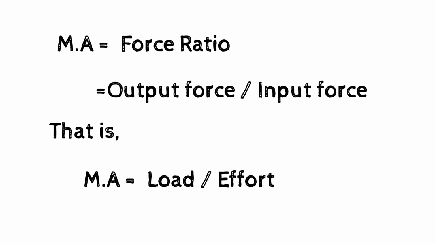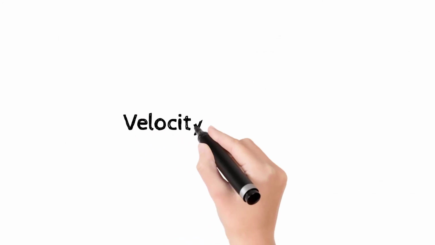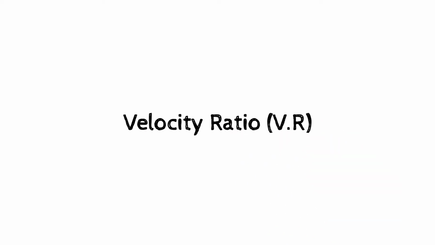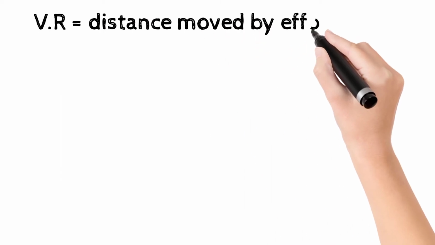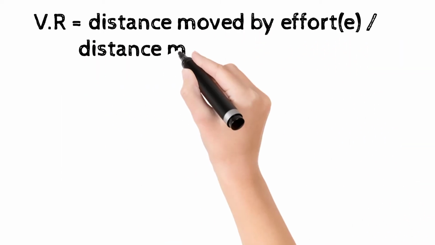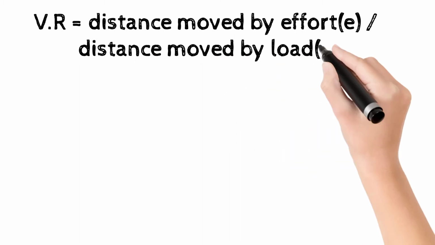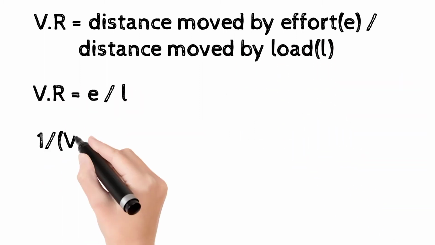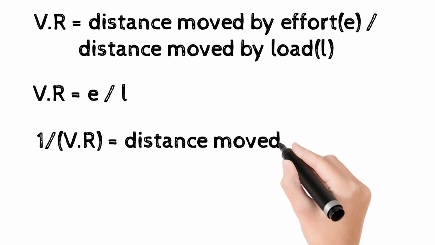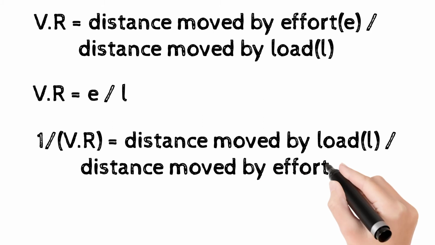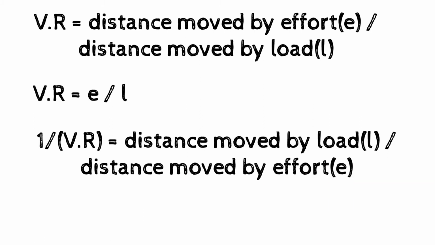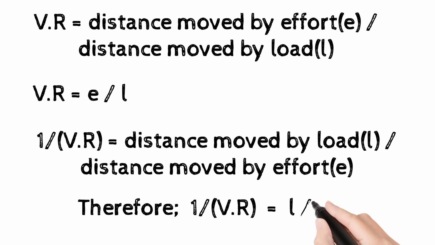The second one is what we call the velocity ratio. Velocity ratio is defined as the ratio of distance moved by effort to distance moved by load. Distance moved by effort over distance moved by load. If you reverse the velocity ratio, 1 over velocity ratio, it will also change the distance moved by load and the distance moved by effort. So therefore, velocity ratio is unitless. It has no unit.